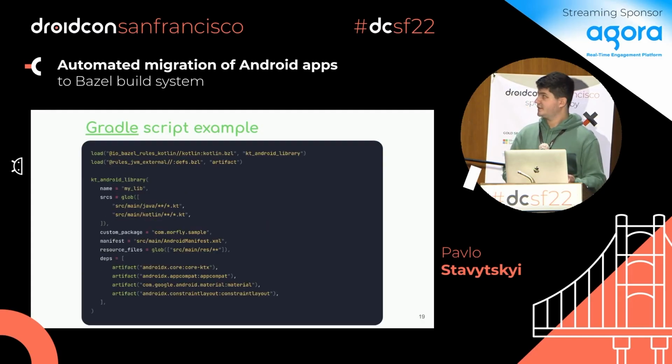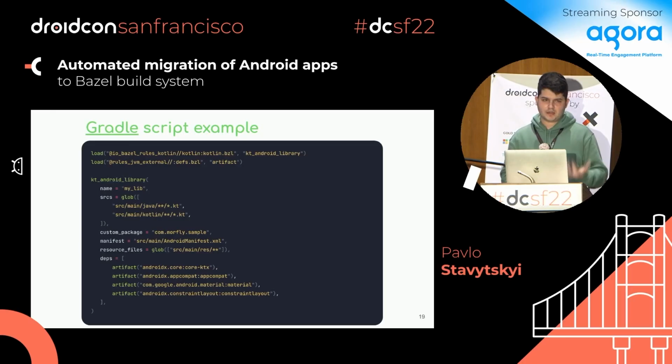So here it is. It looks kind of similar, but the first thing we might notice is that it uses a different language. As you know, Gradle uses Groovy and Kotlin scripts for writing the DSL and configuration. Bazel, in turn, uses the Starlark language.